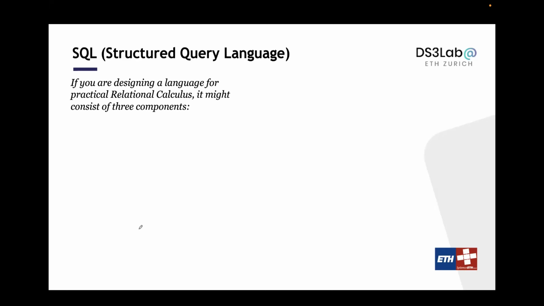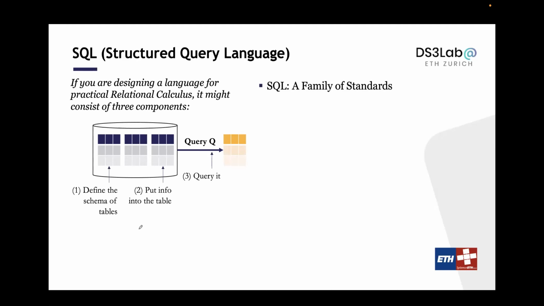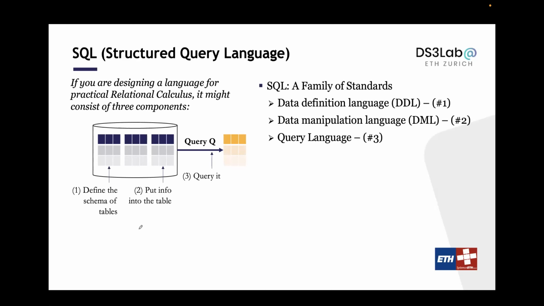SQL is a high-level query language, but if you think about it, the design is actually very natural. Assuming you are trying to design a query language to query a whole bunch of relation instances and produce a new one, your query language probably needs something for you to define the schema, to tell the database what my data looks like, something to put information into the table, and something to actually query it. That's exactly the structure of the SQL standard. It's a family of standards, containing a data definition language, a data manipulation language, and also the query language.